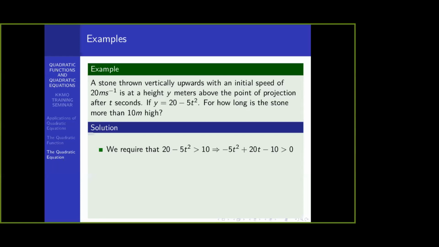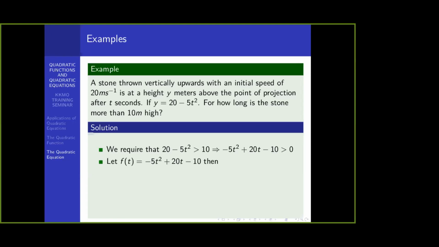So we have an inequality here that we need to solve. We know that the height is given by 20 minus 5 t squared. We want this height to be more than 10 meters. If we set up this inequality and solve it, we'll find the values of t for which this function is more than 10. If you can find those two values, the difference between them will give us the time for which the stone is above 10 meters.